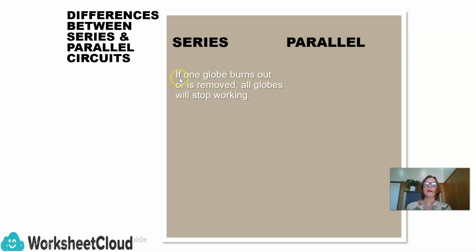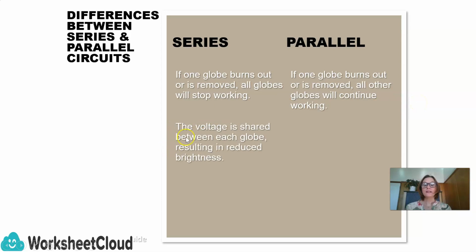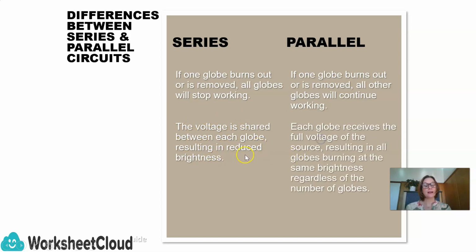So in a series, if one globe burns out or is removed, all the globes will stop working, exactly like I showed you earlier. Whereas in parallel, if one globe burns out or is removed, all other globes will continue to work. The voltage in series is shared between each globe, resulting in reduced brightness. So they share the voltage, okay? So they won't glow brightly. They're sharing the energy. Whereas in parallel, each globe receives the full voltage of the source, resulting in all globes burning at the same brightness, regardless of the number of globes.